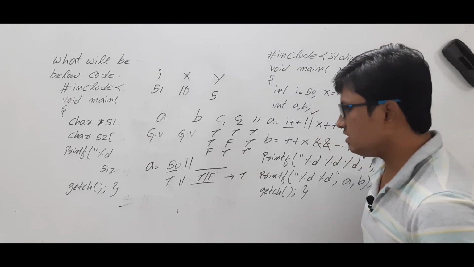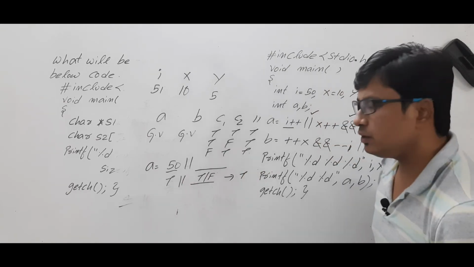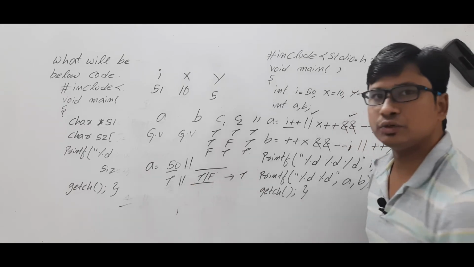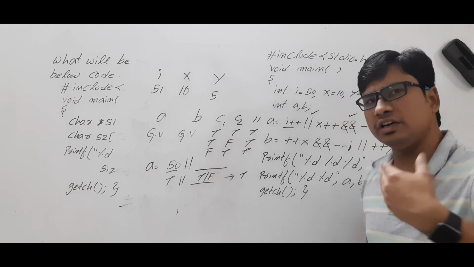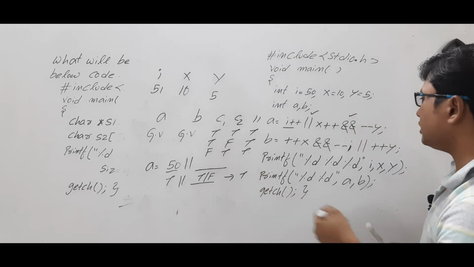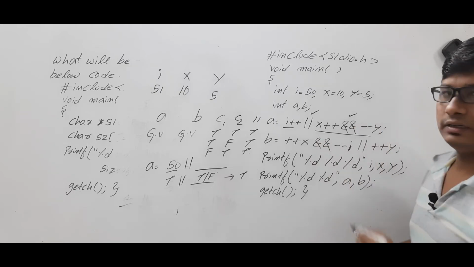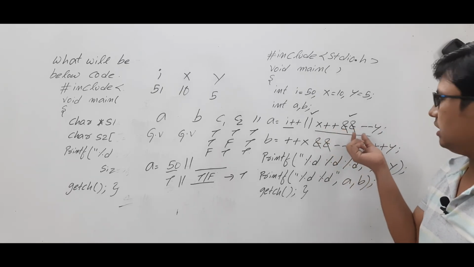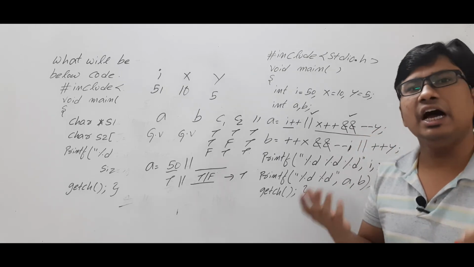So if in this case condition 1 is true, I no need to verify or evaluate condition 2, because it can be either true or false. The logical OR will give you true. So I will not execute this statement. Is it clear? Are you able to understand this x++ logical AND --y? I will not do it.